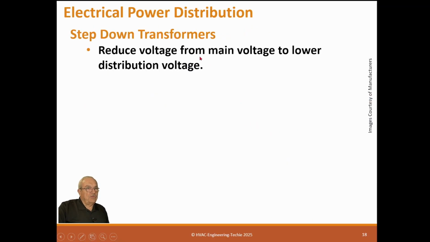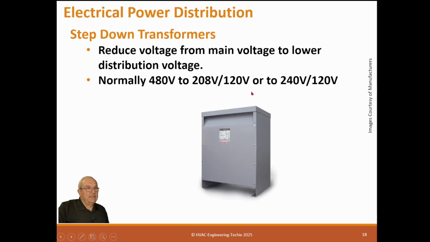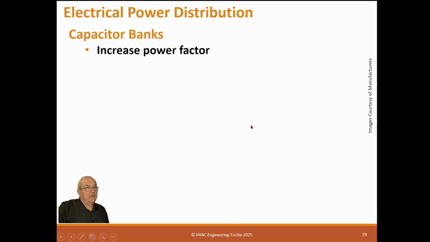Step-down transformers reduce voltage from main voltage to lower distribution voltage, normally 480 to 208 volt/120, or 240 volt to 120. And they can be different kinds of enclosures. This happens to be an open ventilated transformer. And the one thing about transformers, they do come in different efficiencies, clear up to about 95%, and they do get warm. When they're under load, they produce a lot of heat. So when you put these in a room, you need to have some way to cool the room so these don't overheat the room.